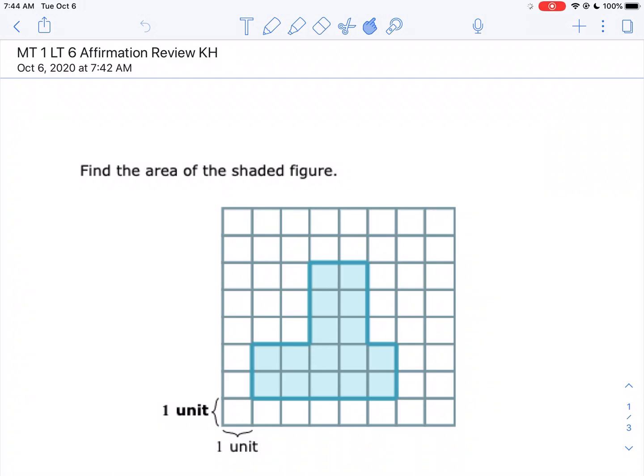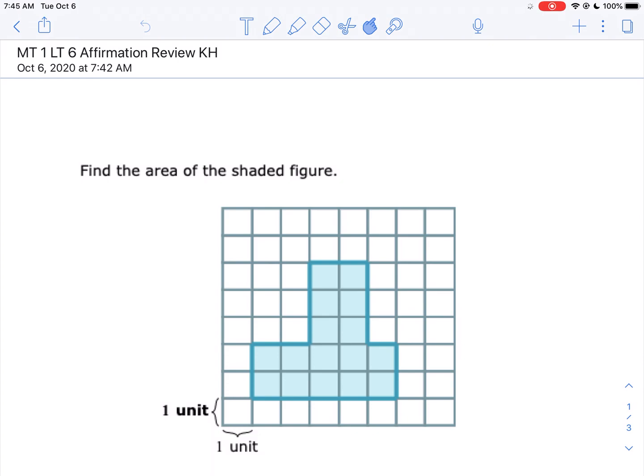Hello, we're going to take a look at your MT1 LT6 affirmation right now. You never sent me any work, so I didn't notice this grid until I went to put another score in. So make sure you send me your work. Now, there is no work to show on this first question, and I'm confused on how you got this answer.